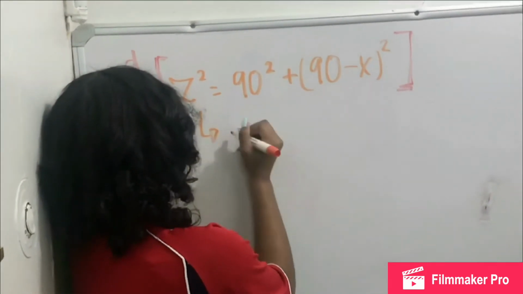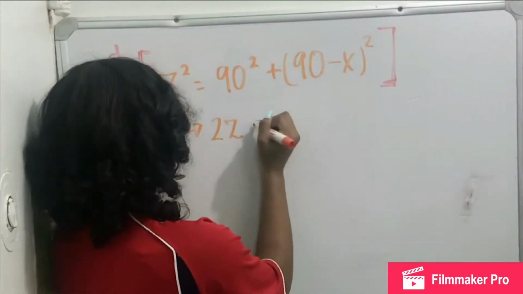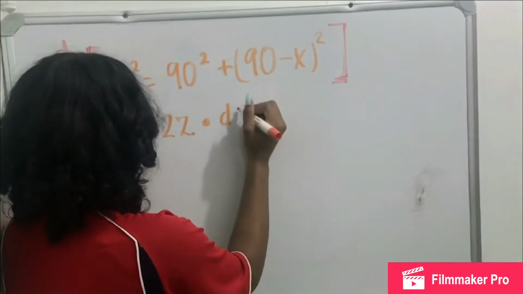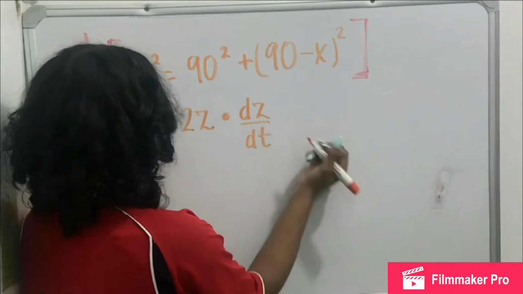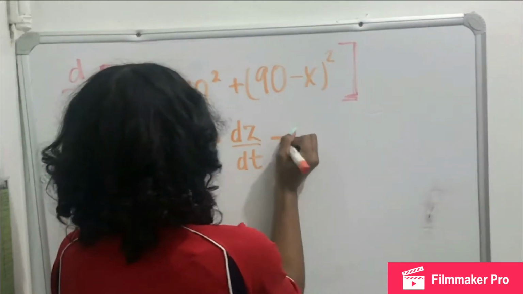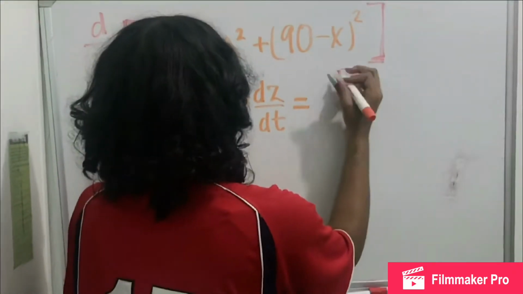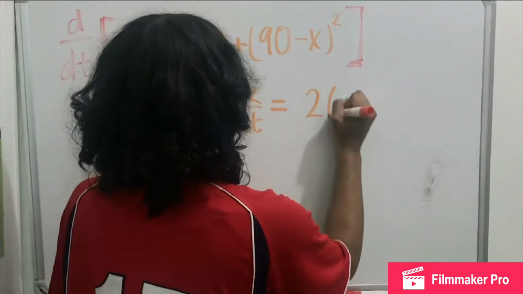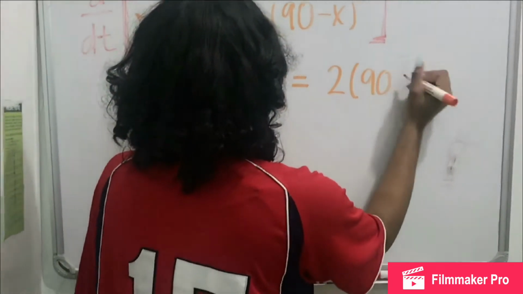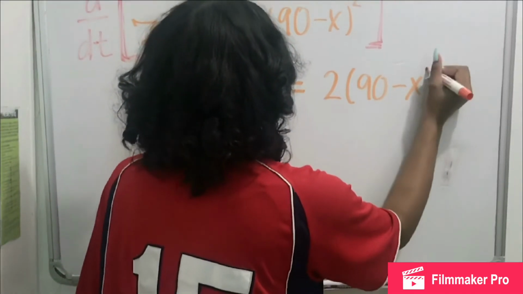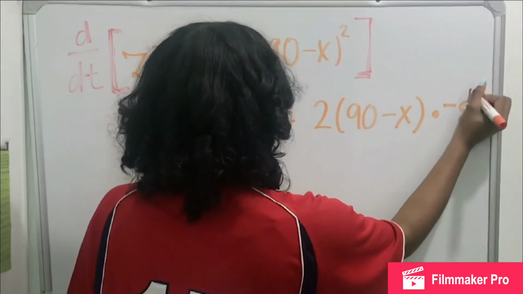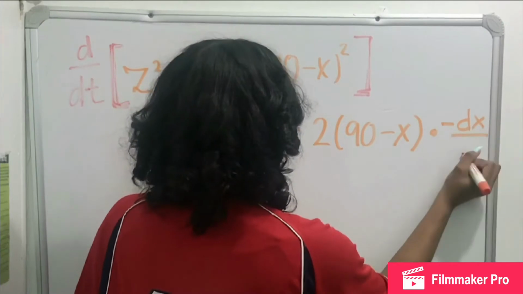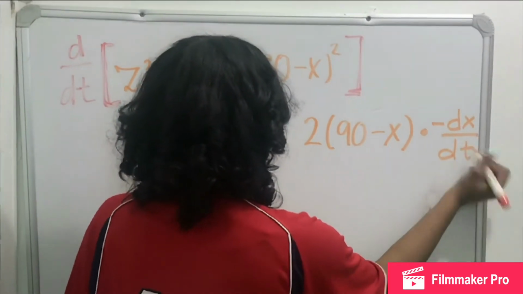The derivative of s squared with respect to t is 2s times ds/dt. The derivative of a constant is 0, so plus the derivative of (90 minus x) squared, which is 2 times (90 minus x) times the derivative of negative x with respect to t, which is negative dx/dt.